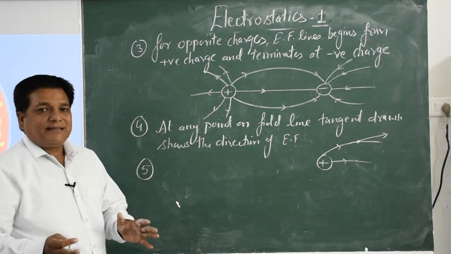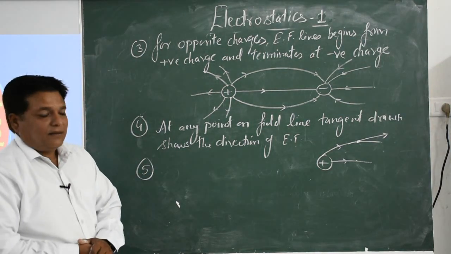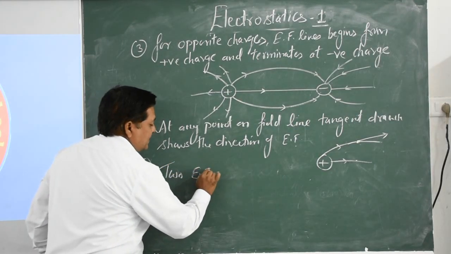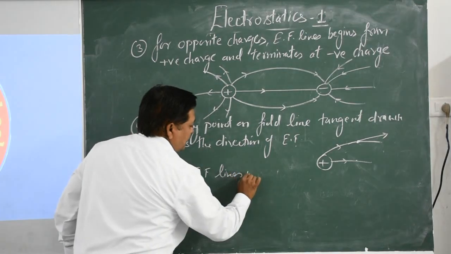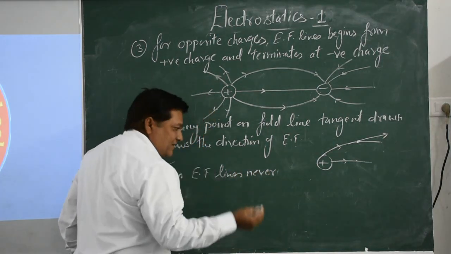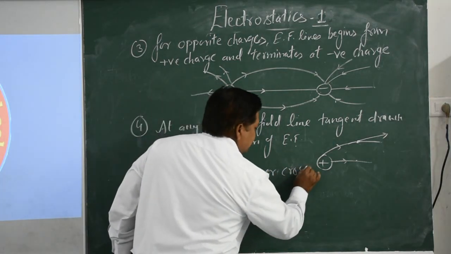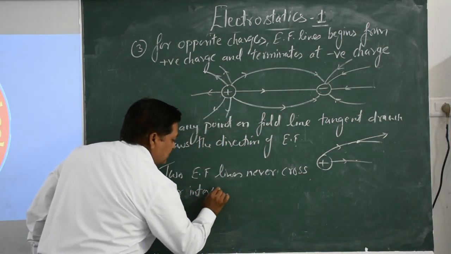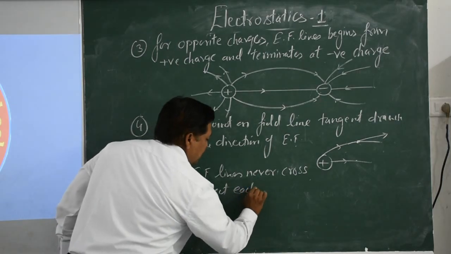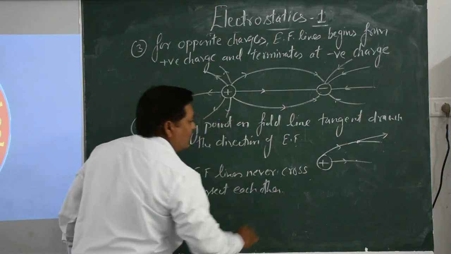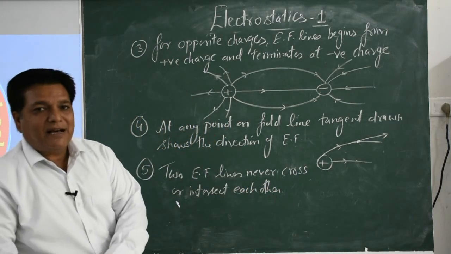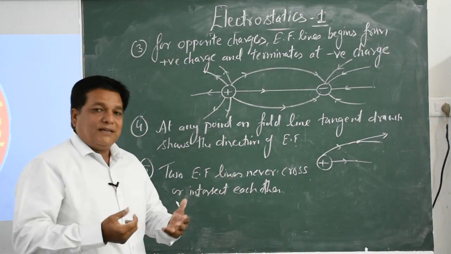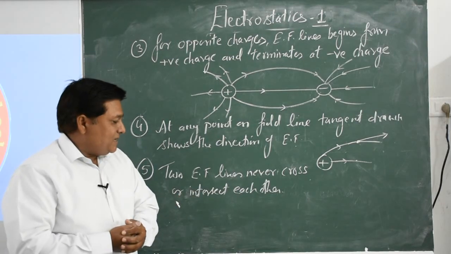Two electric field lines never intersect each other. Two electric field lines never cross each other or never intersect each other. Why? This type of question may be asked sometimes, that why the two electric field lines do not cross each other, do not intersect each other.